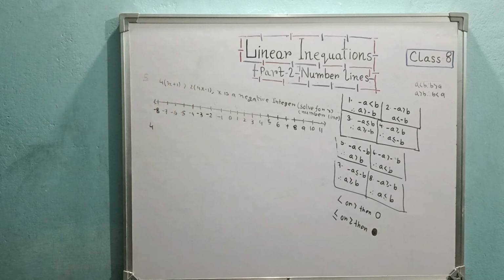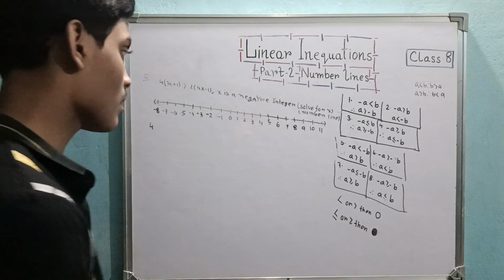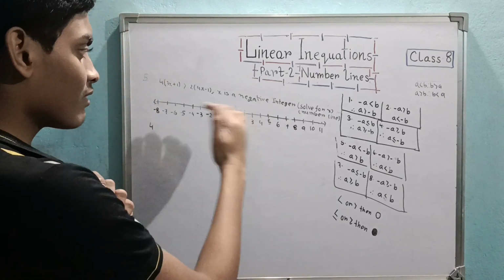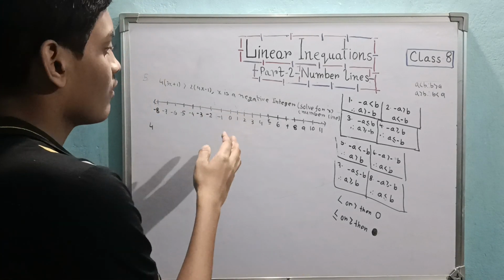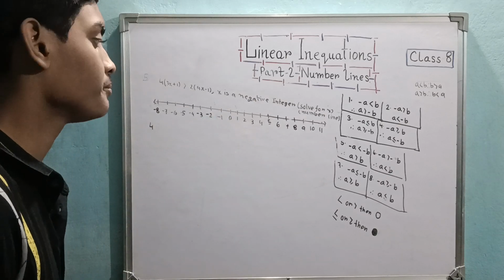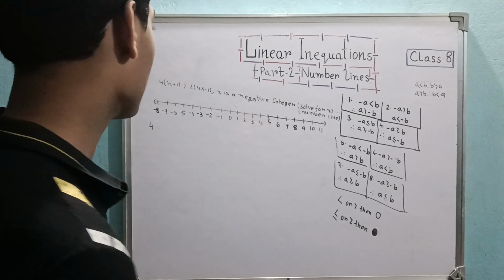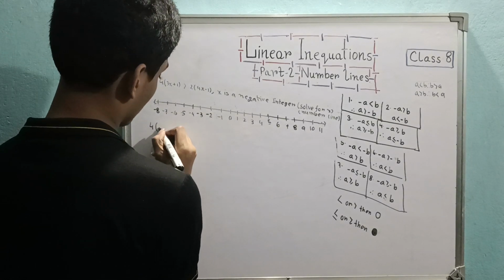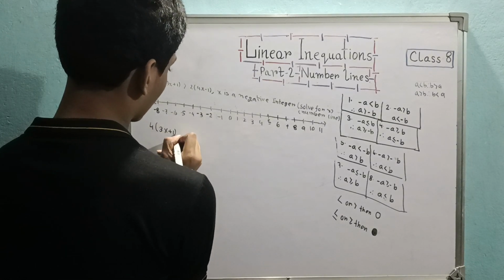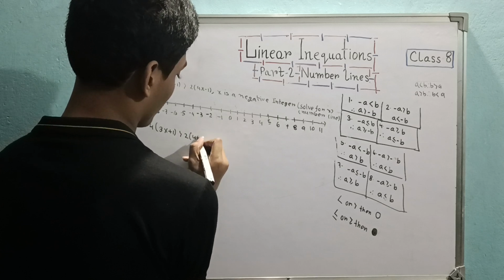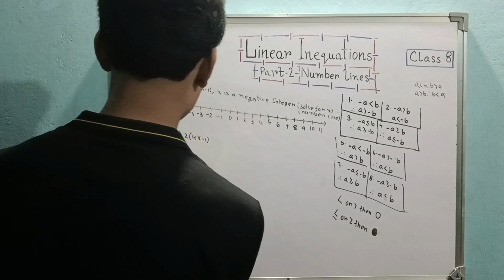That means what? So 0 is not a negative number, neither a positive number. So the numbers less than 0 are simply negative numbers, okay? Means from minus 1 onwards it will keep going on. So okay. Very good. 4 into 3x plus 1 greater than 2 into 4x minus 1. Let's open up the brackets, okay?